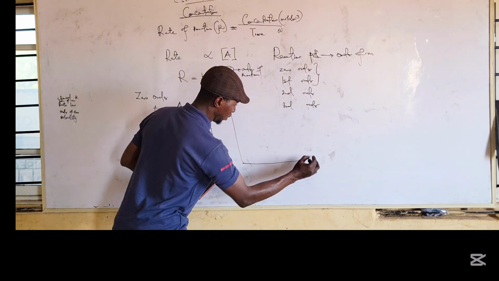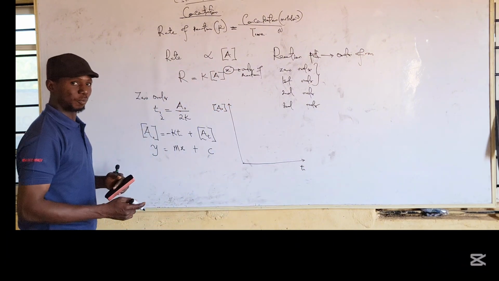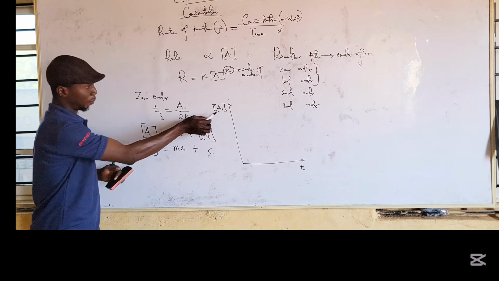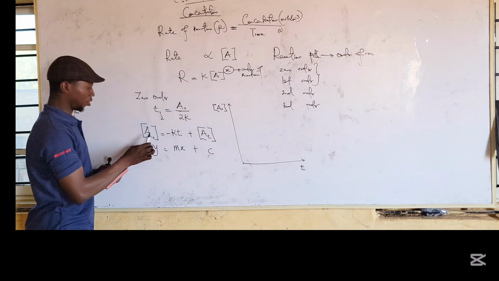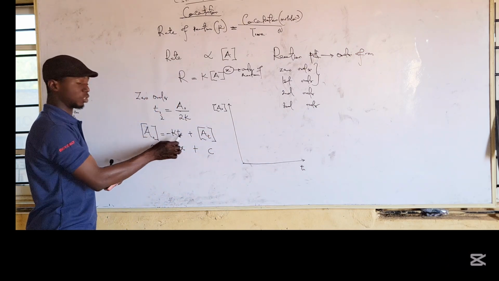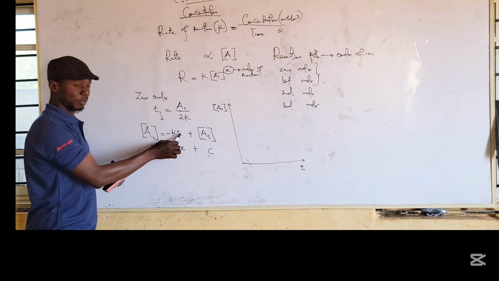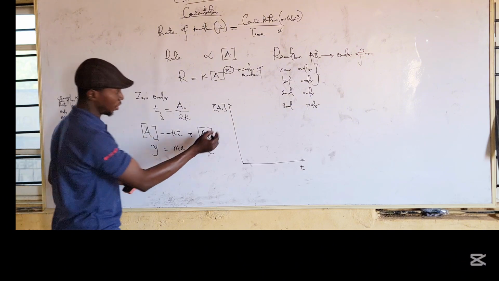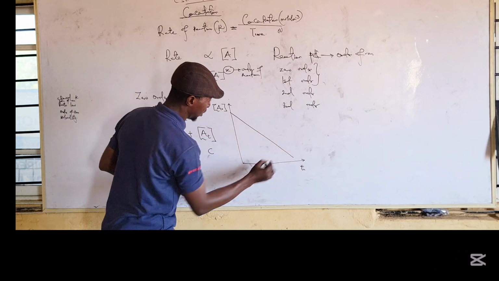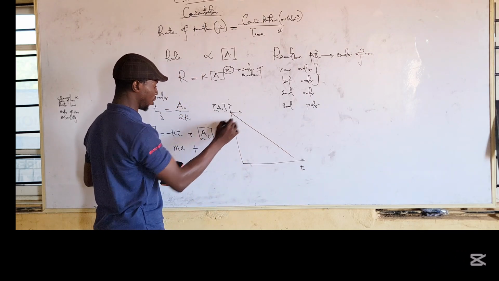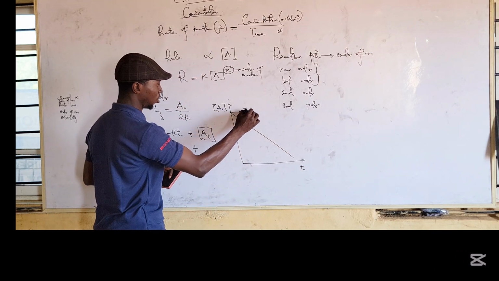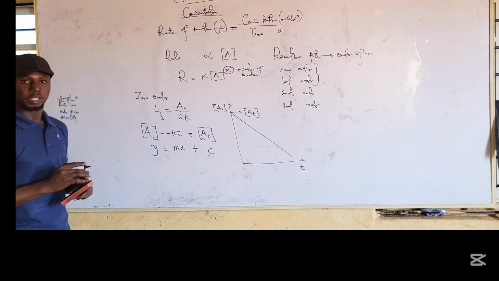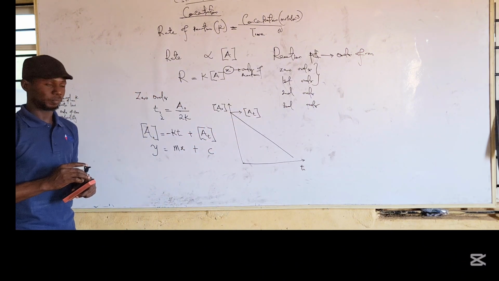Now, our graph will actually be a linear graph, because what we are plotting against each other in the equation are directly proportional to each other. So it means a linear graph, but the slope is negative. That means we're going to have something like this, a negative slope. So this intercept is where you're going to have the concentration of AT. That is for a zero order reaction.